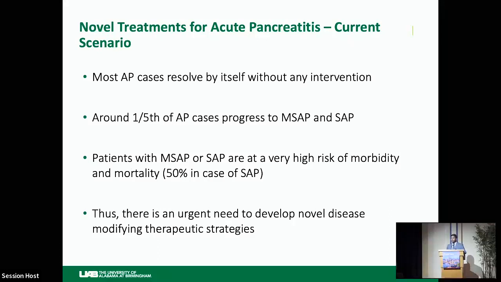So as we know, most AP cases resolve by themselves without any therapeutic intervention. However, around 20% of AP cases progress to a moderately severe or more severe form of acute pancreatitis. And it is these patients who are at a very high risk of mortality or morbidity, sometimes accounting for even 50% in case of SAP. Hence, it is in this population that there is an urgent need for developing novel therapeutic strategies.